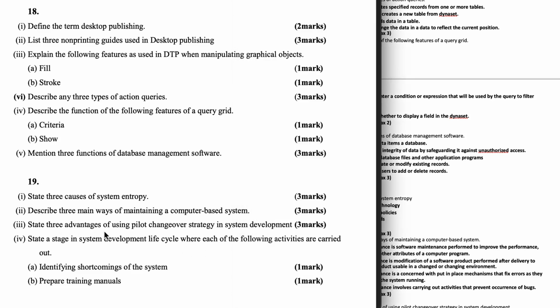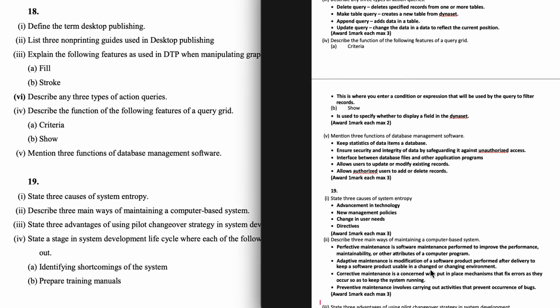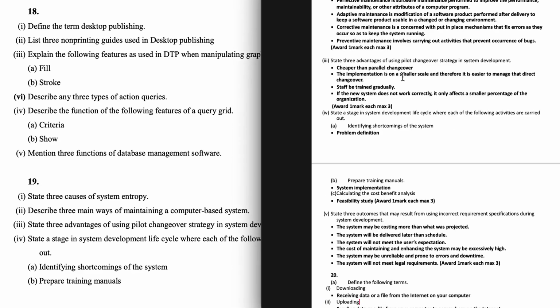State 3 advantages of using pilot changeover strategy in system development. Cheaper than parallel changeover. The implementation is on a smaller scale and therefore it is easier to manage than direct changeover. Staff can be trained gradually. If the new system does not work correctly, it only affects a smaller percentage of the organization.